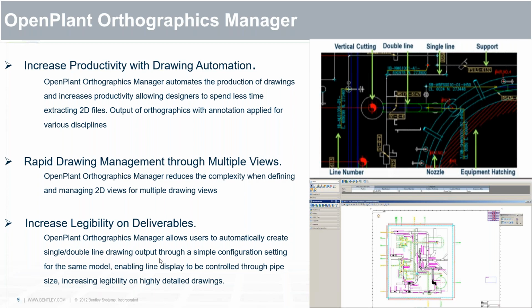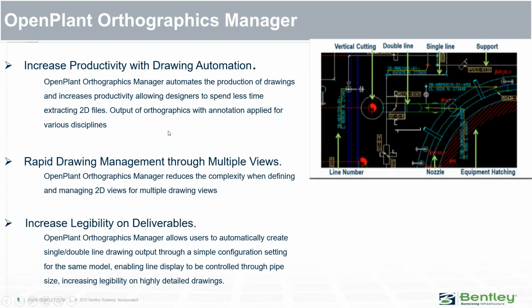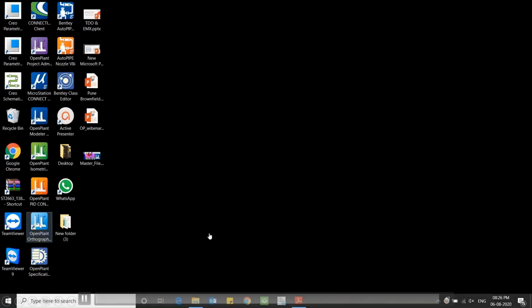OpenPlant Orthographic Manager allows users to automatically create single and double line drawing output the way you want, all through a simple configuration setting, enabling line display to be controlled through pipe size. Depending on the size of the pipe, some of the lines can be thick or thin, so you will be able to actually differentiate. So let me show you the software, how it works. Pretty simple, but a very important module in the whole process of generating GA drawings.